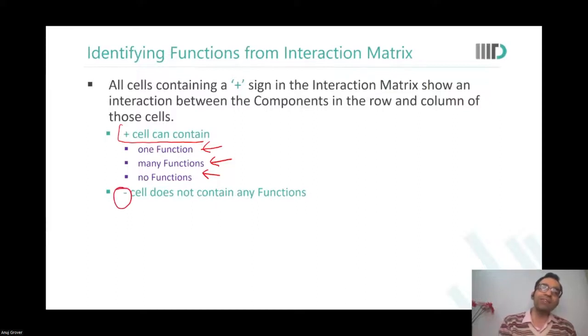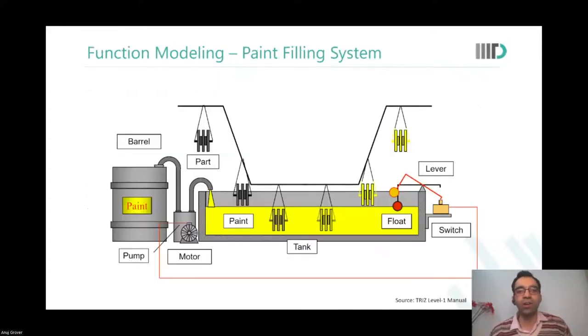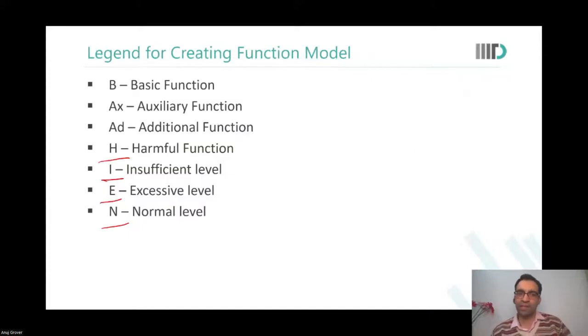A cell which has a negative sign will not contain any function. This we are clear of. We just discussed the necessary condition for a function to happen is that there should be a plus sign in the interaction matrix. Otherwise, the function cannot be there. So then we label, we'll use the legend as B for basic, AX for auxiliary, AD for additional, harmful, insufficient, excessive, and normal. Okay. So we create this legend, and then all we need to do is we form a table. We make a table of what are the functions that exist.